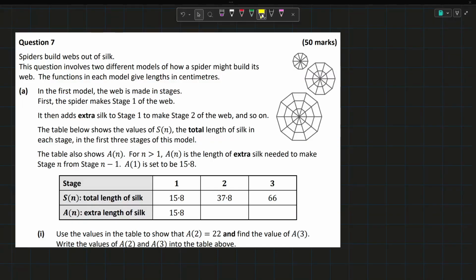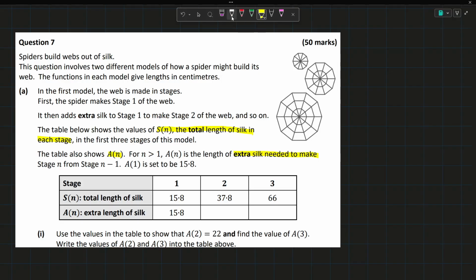So this is 2025 paper 1 question 7, and there's a lot of words here, but basically we have two functions. We have S of n, which is the total length of silk in each stage. N is just the stage. And then we also have a function A of n, which is the length of extra silk needed to go from the previous stage to the next stage. And A of 1 is 15.8.